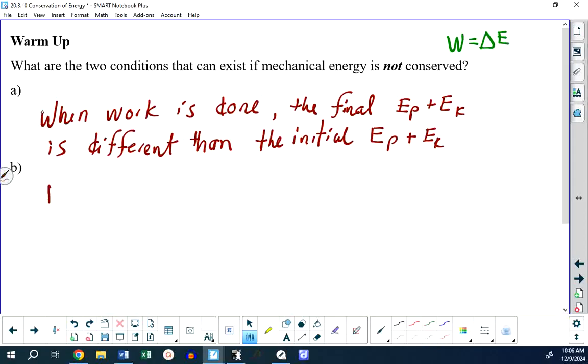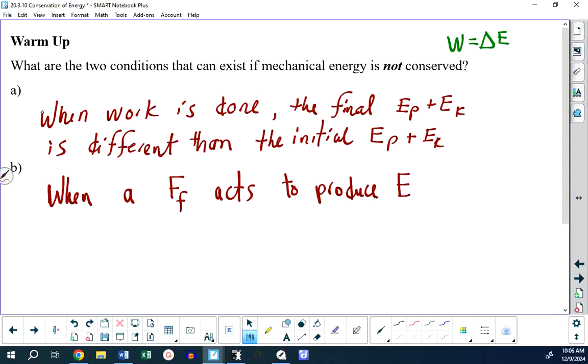So when a frictional force acts to produce heat energy, well, I'll give you a second to write that down. I have something that I want to say, but it requires attention in terms of you listening to it.